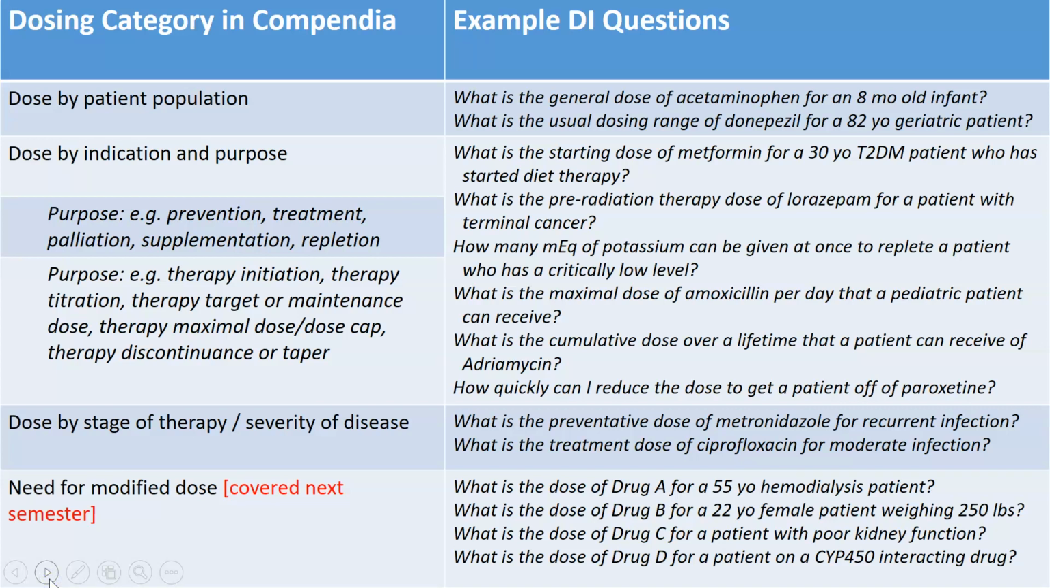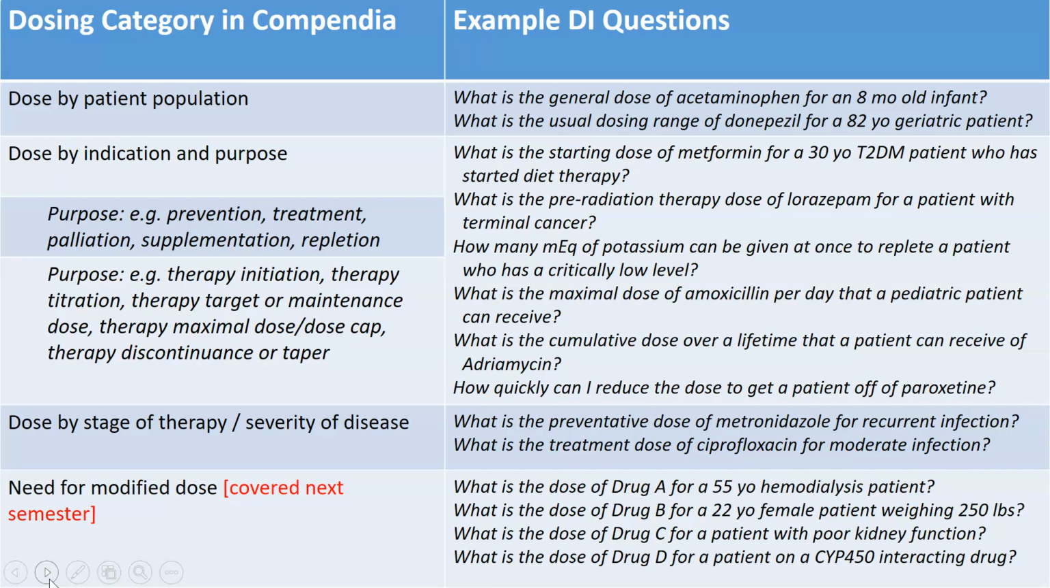So I'm going to have you pause here for a moment and take a look at some general categories of dosing type questions and some example DI questions that you will likely encounter as a pharmacist. And these can be largely grouped into dosing where somebody asks you for a dose by a particular patient population, like what's the max dose for a geriatric patient, what's the usual dosing range for a pediatric patient, so I don't underdose them or overdose them if I'm presented with a prescription and I don't have specific information like the patient's weight, what's the general range of acceptable dosing.